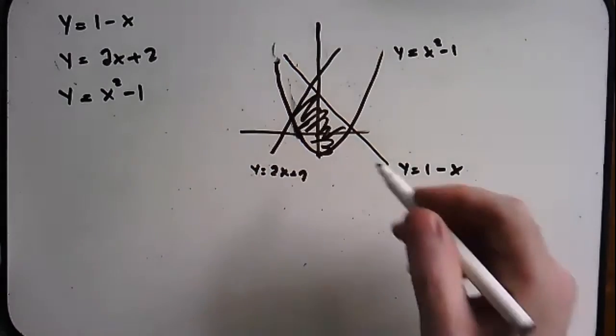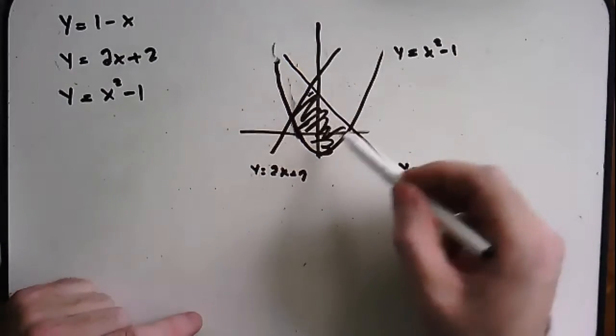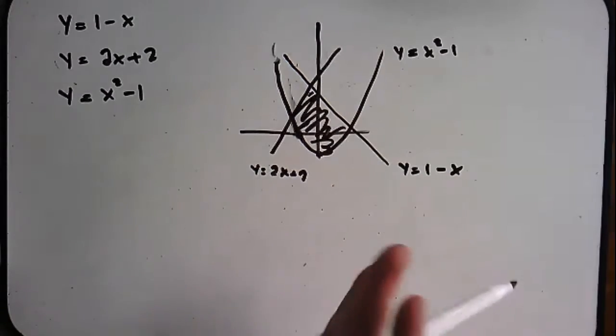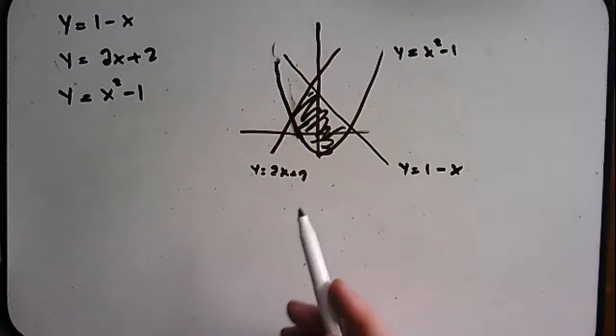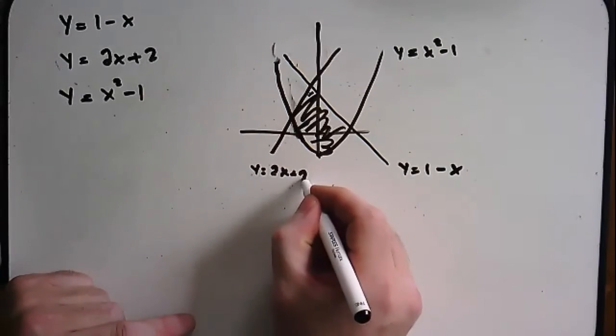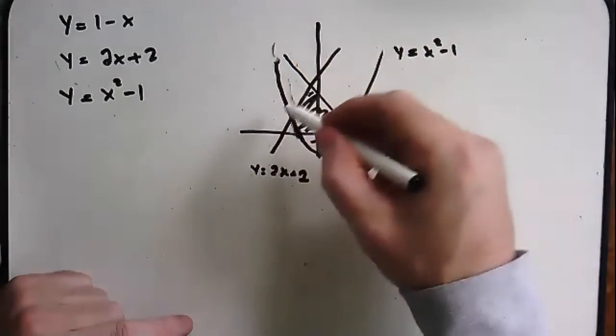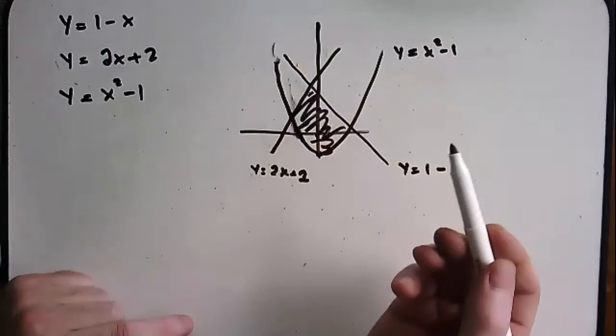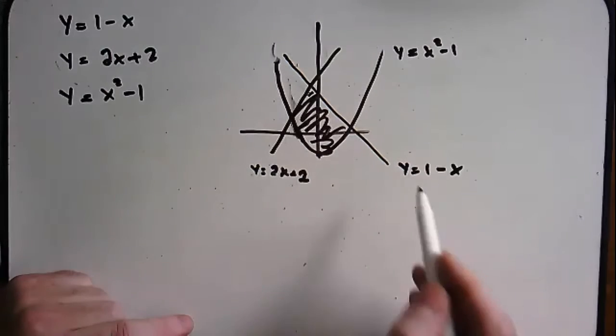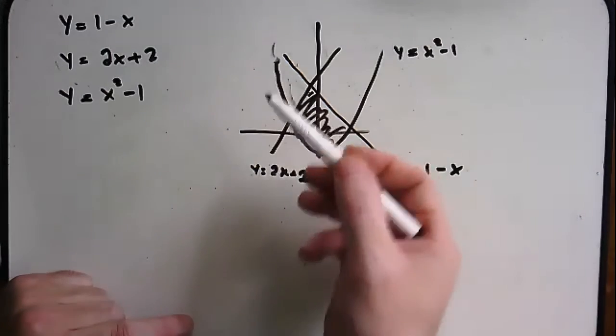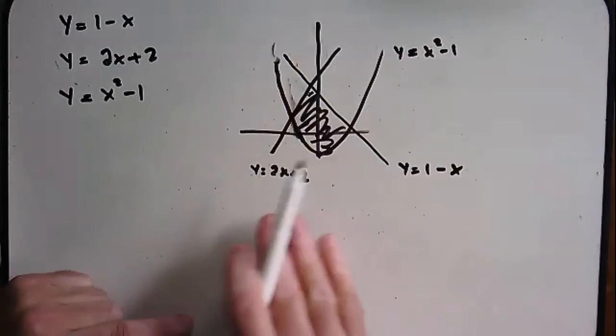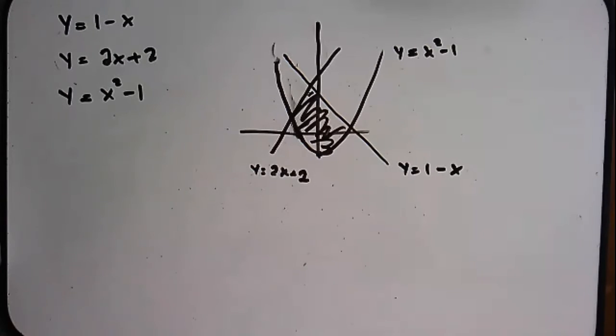And so my strategy here, first of all, I need to notice that there's more than one function that forms the upper boundary of this region. For the first part, it's the line y equals 2x plus 2. And then those two lines cross, and then the other line, y equals 1 minus x, becomes the upper boundary. For this problem, the lower boundary is always the parabola. So I can think of this in two pieces.